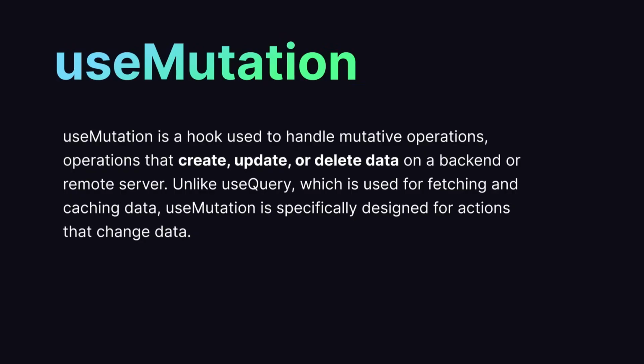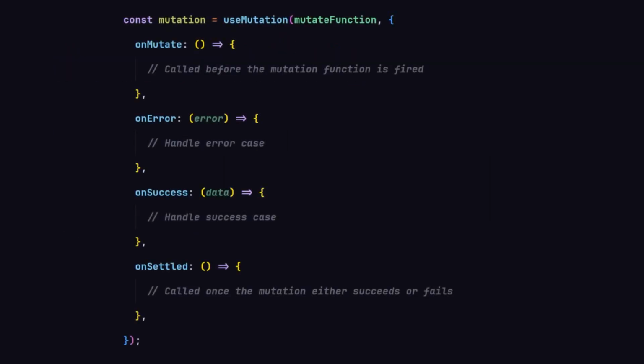So how will the syntax look? First of all, we use the useMutation hook, and we pass a function which allows us to mutate or change that specific data. Then we pass an options object, and inside there we can pass onMutate, and this function will be called before the mutation function is fired. We also pass onError, which allows us to handle the error cases. Then we have onSuccess, which allows us to handle the success cases. And we also have onSettled, which will be called once the mutation either succeeds or fails.